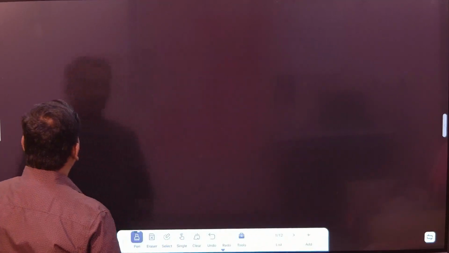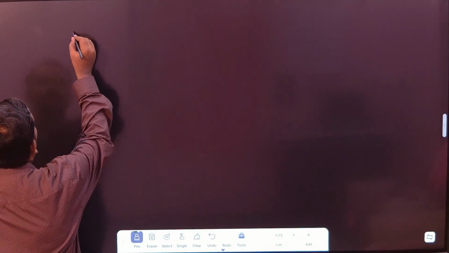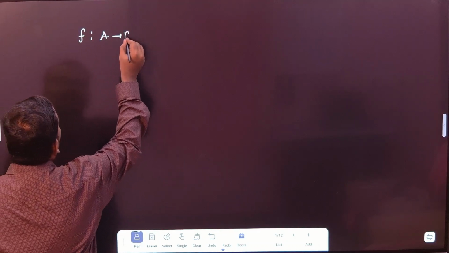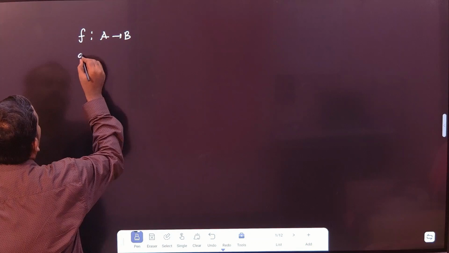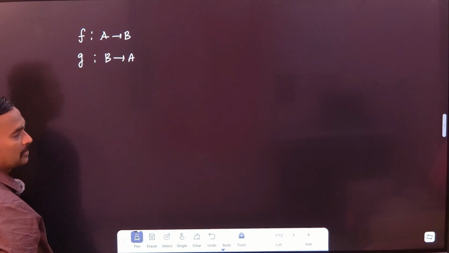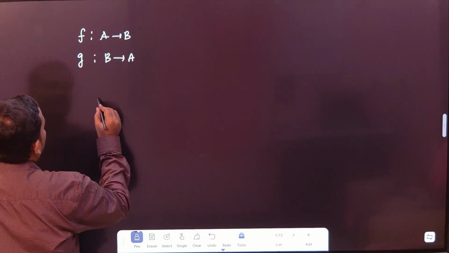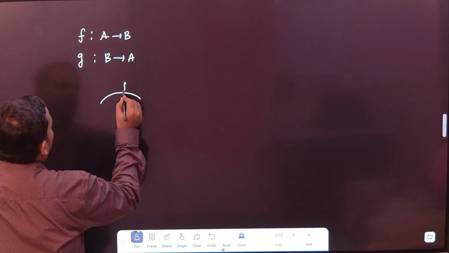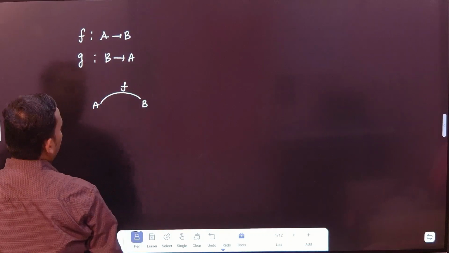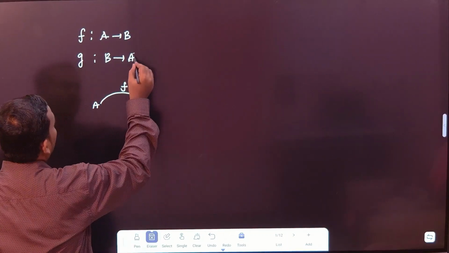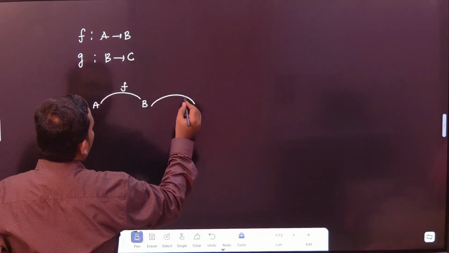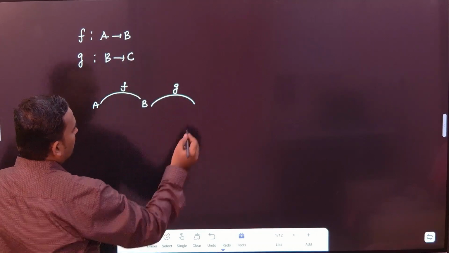First you have to understand this. Let's take the function f from A to B, and let G be a function from B to C. So B to C here is the G function. Understood?